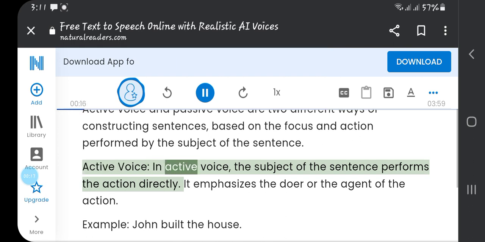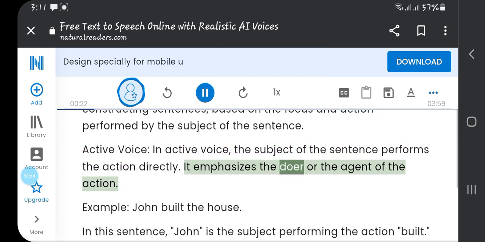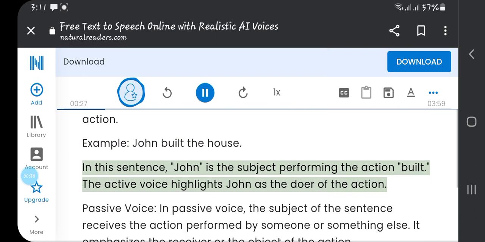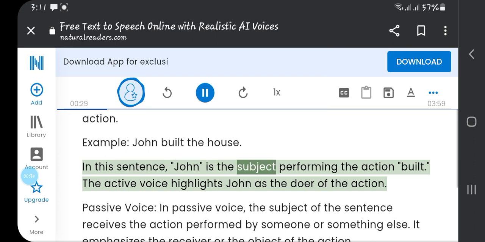Active voice. In active voice, the subject of the sentence performs the action directly. It emphasizes the doer or the agent of the action. Example: John built the house. In this sentence, John is the subject performing the action built. The active voice highlights John as the doer of the action.